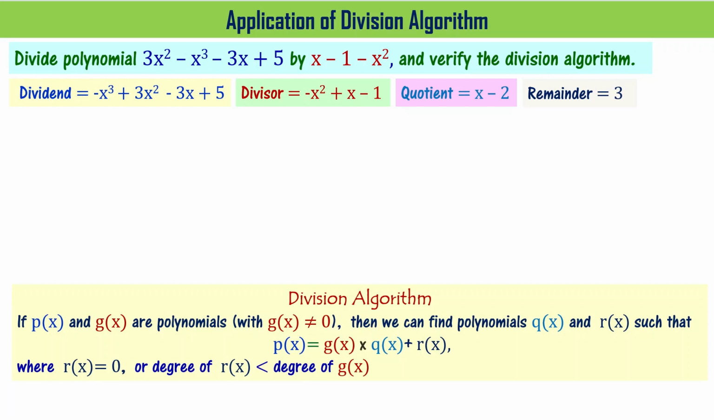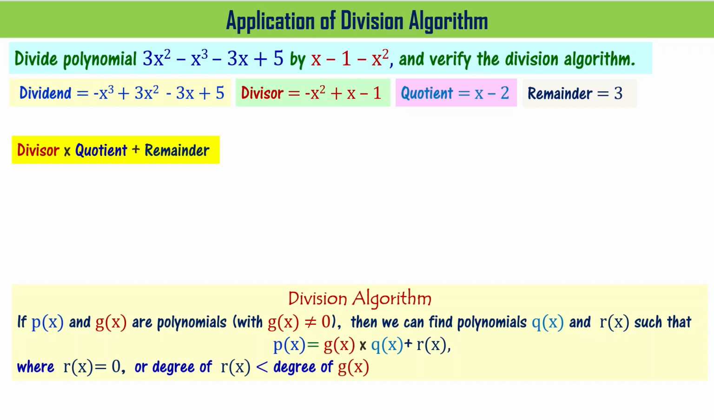And let's quickly recall the division algorithm. We can find polynomials q of x and r of x such that p of x can be written as p of x equal to g of x times q of x plus r of x, where r of x is either 0 or degree of r of x is less than degree of g of x, right?